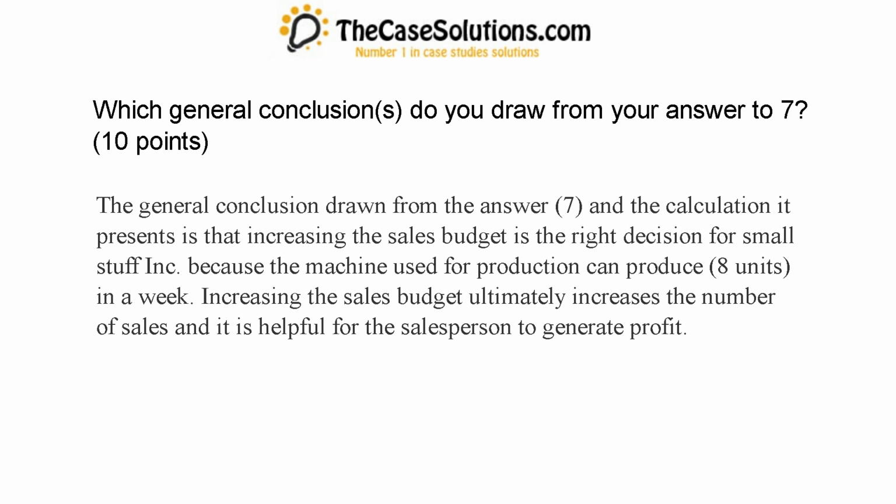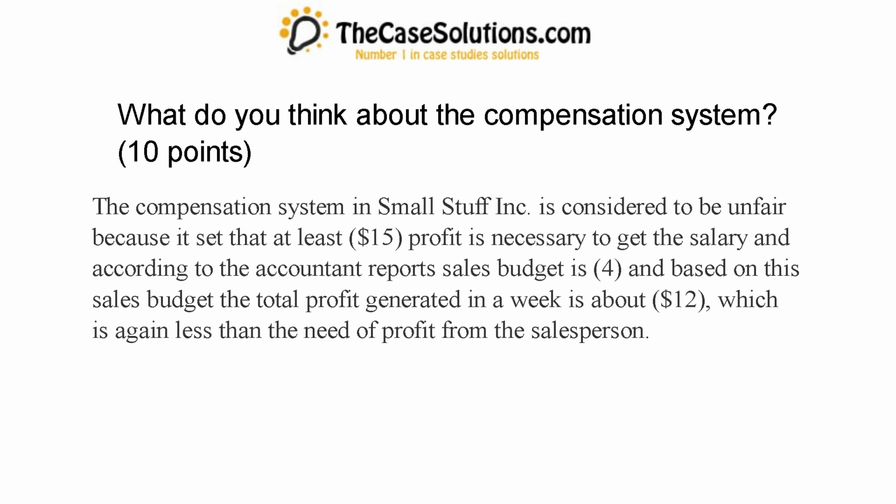The general conclusion drawn from the answer to 7, and the calculation it presents, is that increasing the sales budget is the right decision for Small Stuff Inc. because the machine used for production can produce 8 units in a week. Increasing the sales budget ultimately increases the number of sales, and it is helpful for the salesperson to generate profit. What do you think about the compensation system?